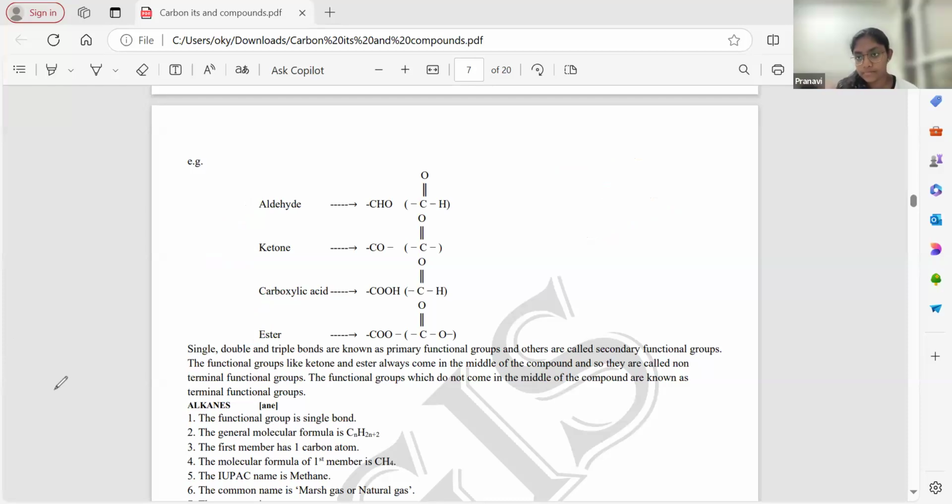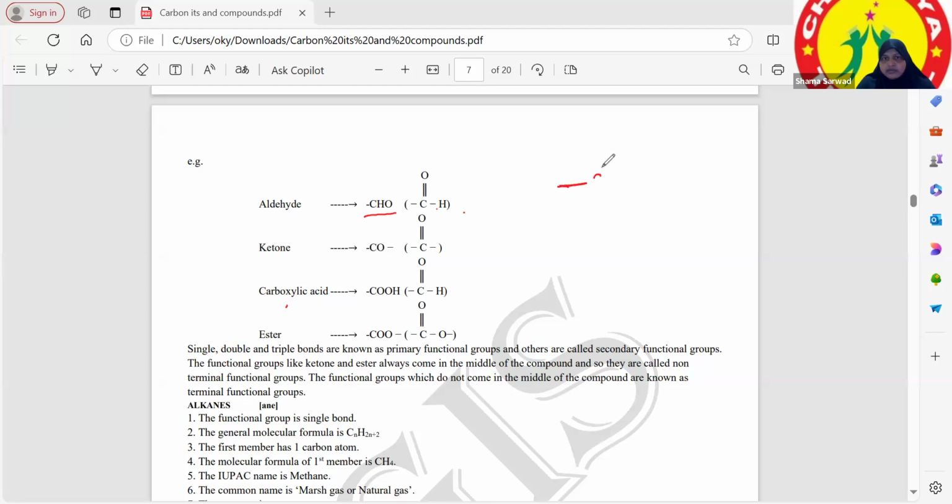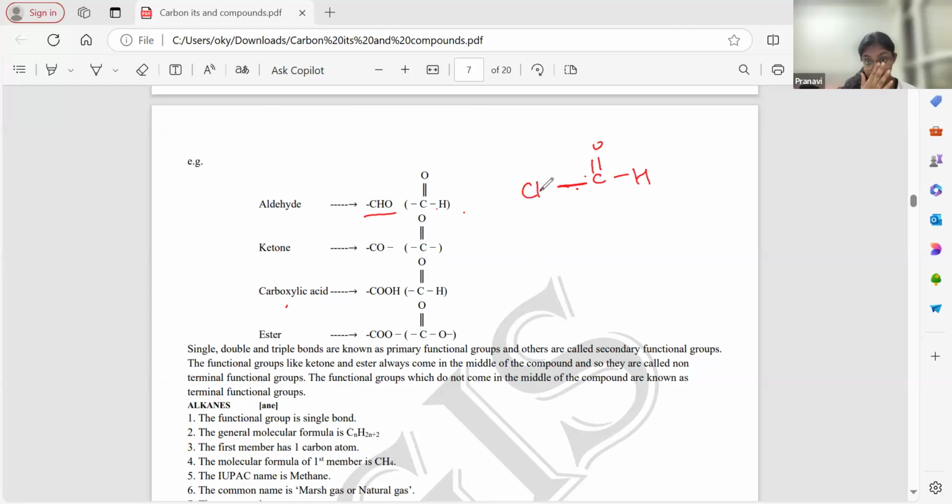Now see, what is given here? Aldehydes. It is CHO, C double bond O, H with a single bond, which means one valence is yet to be filled. It can be attached to any other alkane group, that alkane group with one loss of hydrogen. Because if there were hydrogen, that would be a complete compound, right? Now, if I write here CH3, then what does it become?